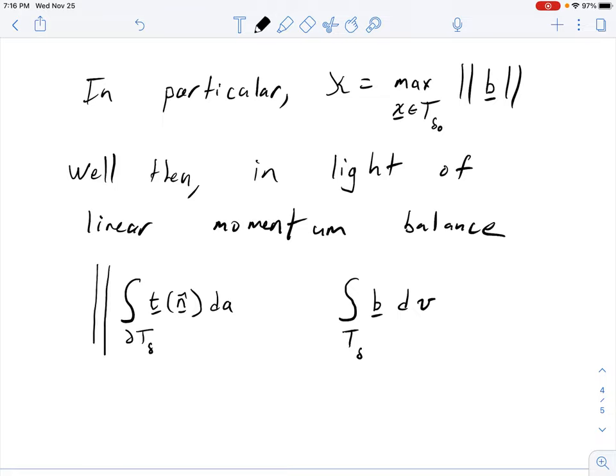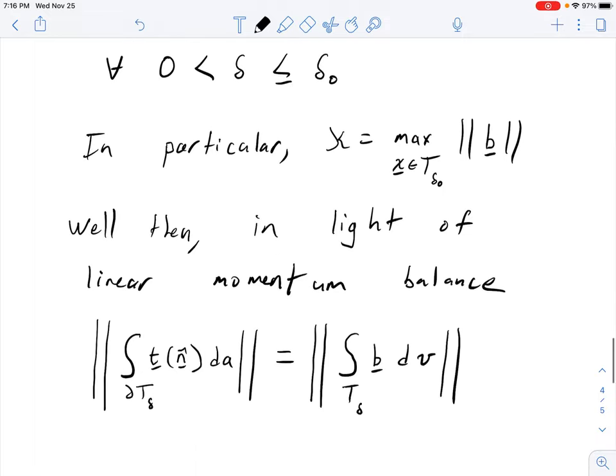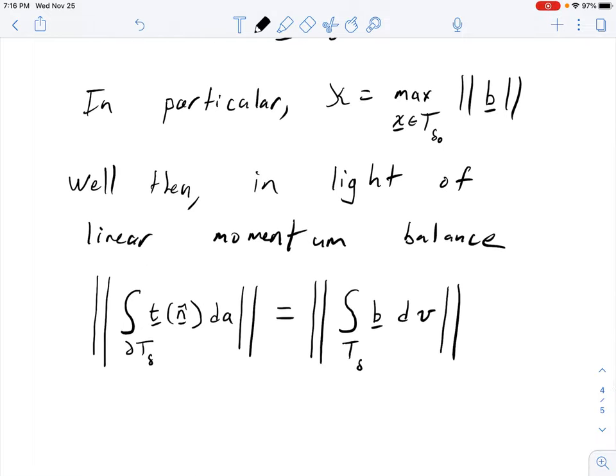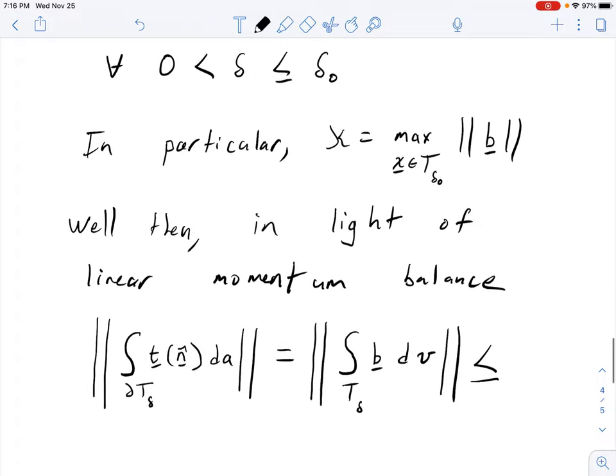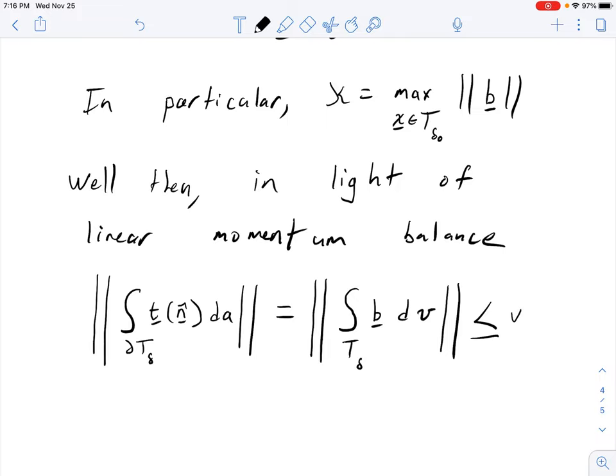So the magnitude of that is equal to the magnitude of that, and we have just shown that that is less than or equal to the volume, or rather kappa, times the volume of T delta.